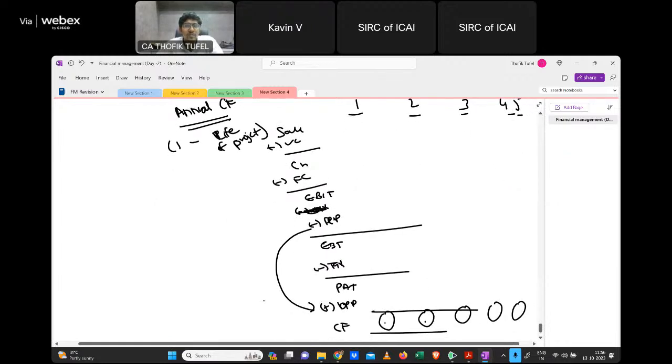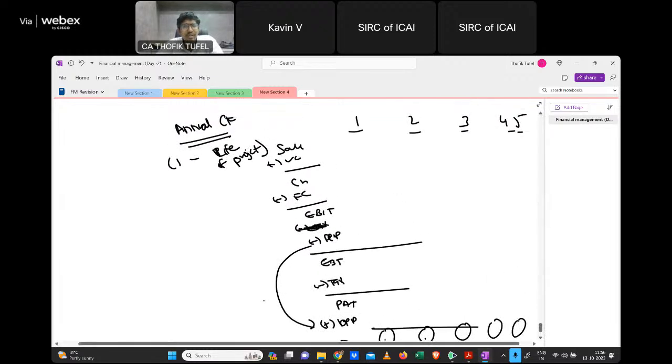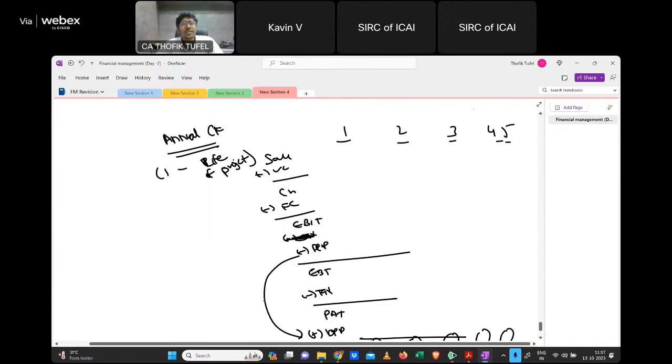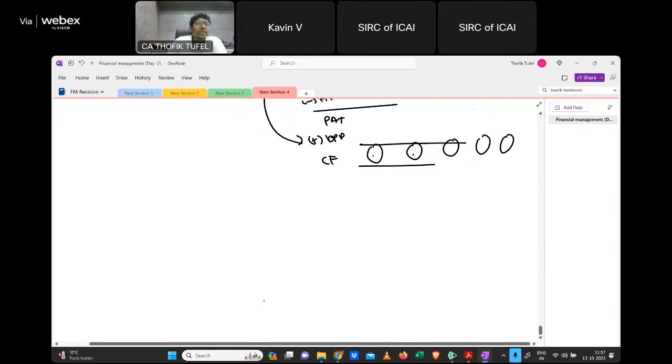Always find out the annual cash flows. If profit after tax is given, directly add all the non-cash expenses. If working capital is there, put the working capital adjustment. If tax adjustment is there, put the tax adjustment. That I will discuss at the end. But this is the structure and the approach of the problem. First is the initial cash flows. Then you have to find out the annual cash flows.